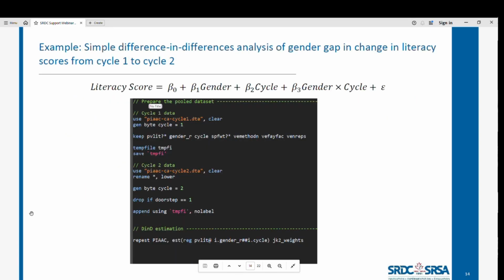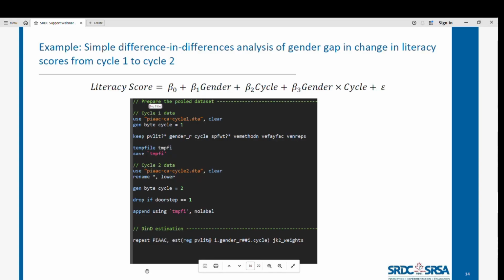To demonstrate the use, we made this simple example where we calculate the gender gap in change in literacy score from cycle 1 to cycle 2 using the difference in difference estimations. The model specifies literacy score as a dependent variable, and the score is regressed on gender dummy, the cycle dummy, and the interaction of the two dummies. And the coefficient on the interaction term captures the gender difference in change in mean literacy scores.